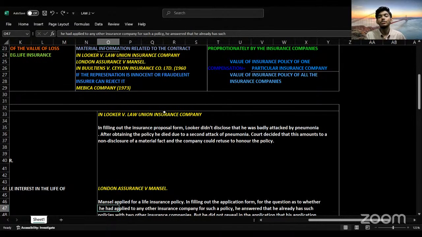Insurance coverage. So you know what proximate cause is, right? Proximate cause is the immediate reason for the damage. So the immediate reason for my damage is a pneumonia attack, and I have not included pneumonia attack under the risks in my insurance coverage.